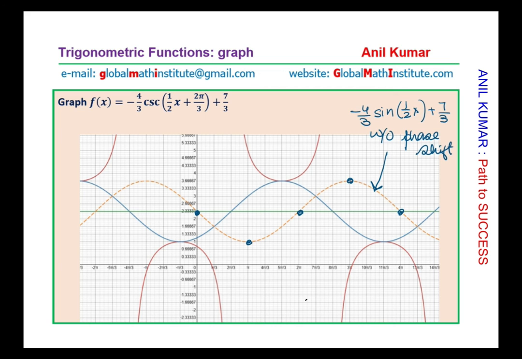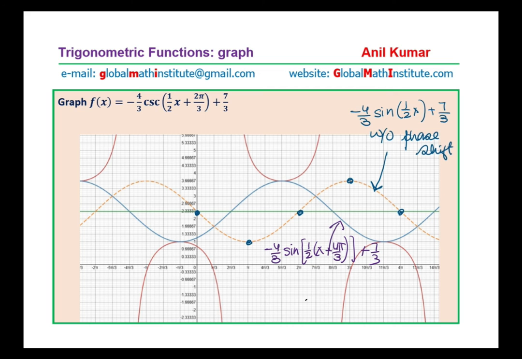Then the second graph which we have drawn is this one right here, and this graph is with the phase shift, right? So this is minus 4 by 3 sine of half x plus 4 pi by 3, plus 7 by 3. Makes sense? So we got the blue graph which is shifting towards the left. You see that? By 4 pi by 3. So this point here is minus 4 pi by 3, correct? So we get our sine function.